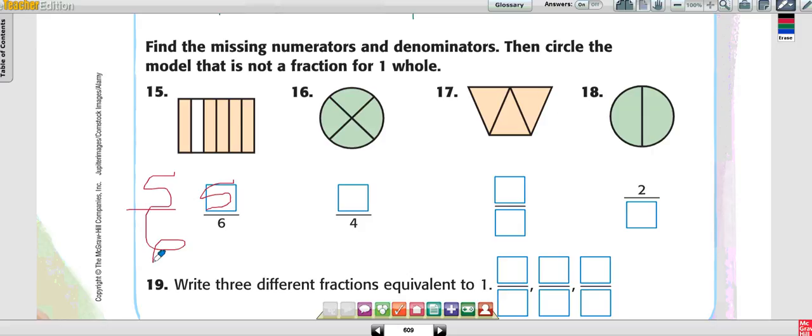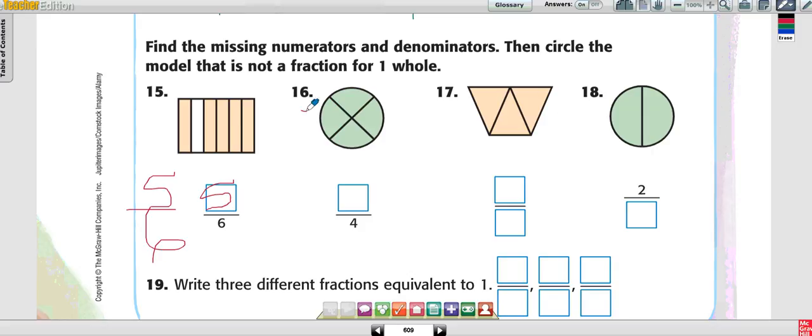No. Why not? Because it's like 5, 6. Yeah, but why isn't 5/6 represented as a whole number or for a whole? Because not all of them are shaded in, are they? No. So is the whole thing shaded? No. So 5/6 does not represent a whole or a whole number.